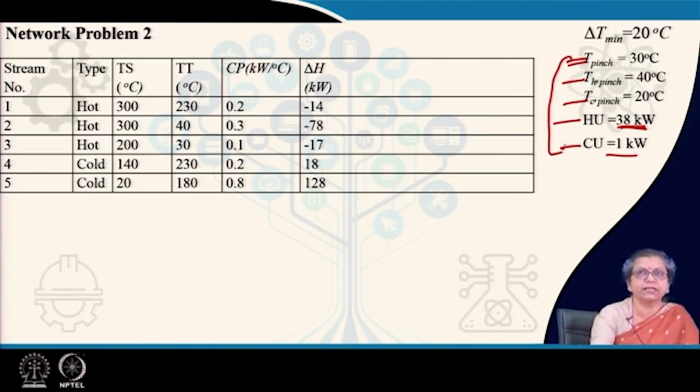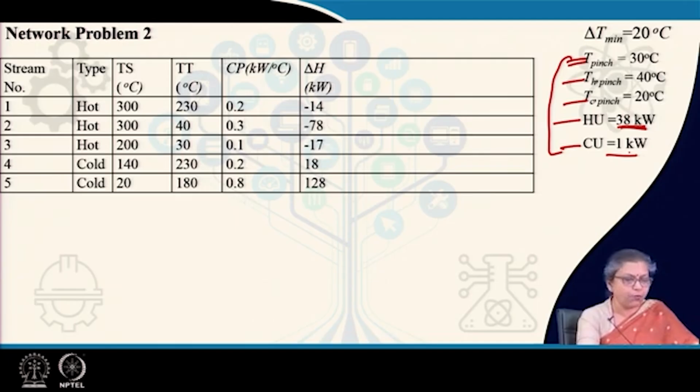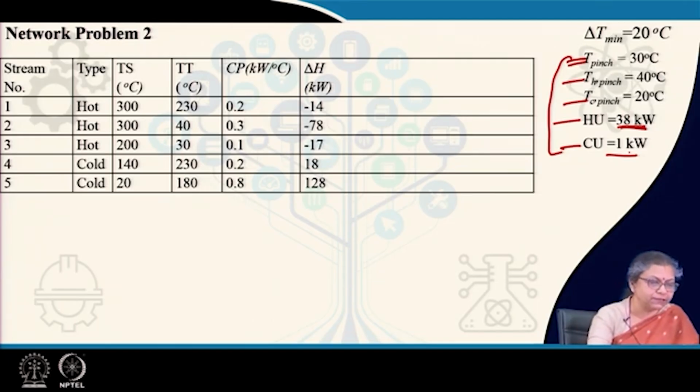This entire thing you can get either from a grand composite curve, or in fact the slides were just interchanged. You can either get this from a grand composite curve or you can get it from the pinch problem. Now, once this whole thing is done, we can start dividing between the hot section and the cold section.